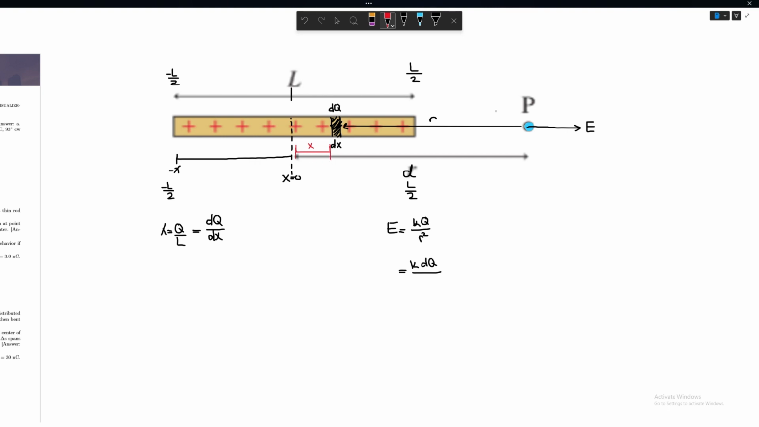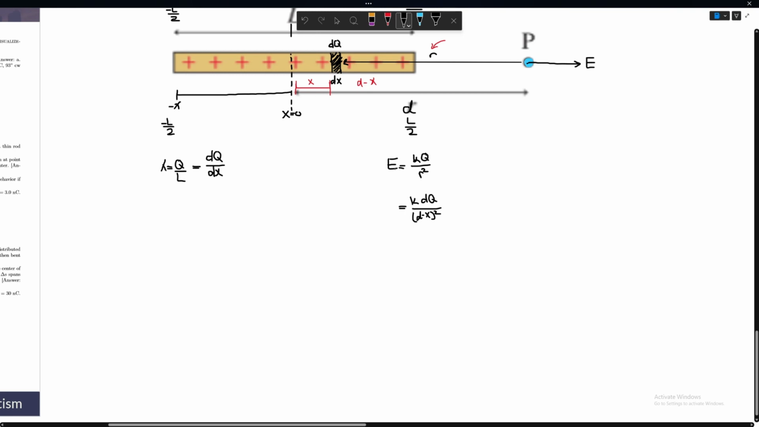So what I can say is this r is d minus x. So d minus x will give me my r, and what I could denote this as is d minus x all squared. D minus x is my r, and I just simply square it. Now the question is, well, d is a constant, so what is my dq?